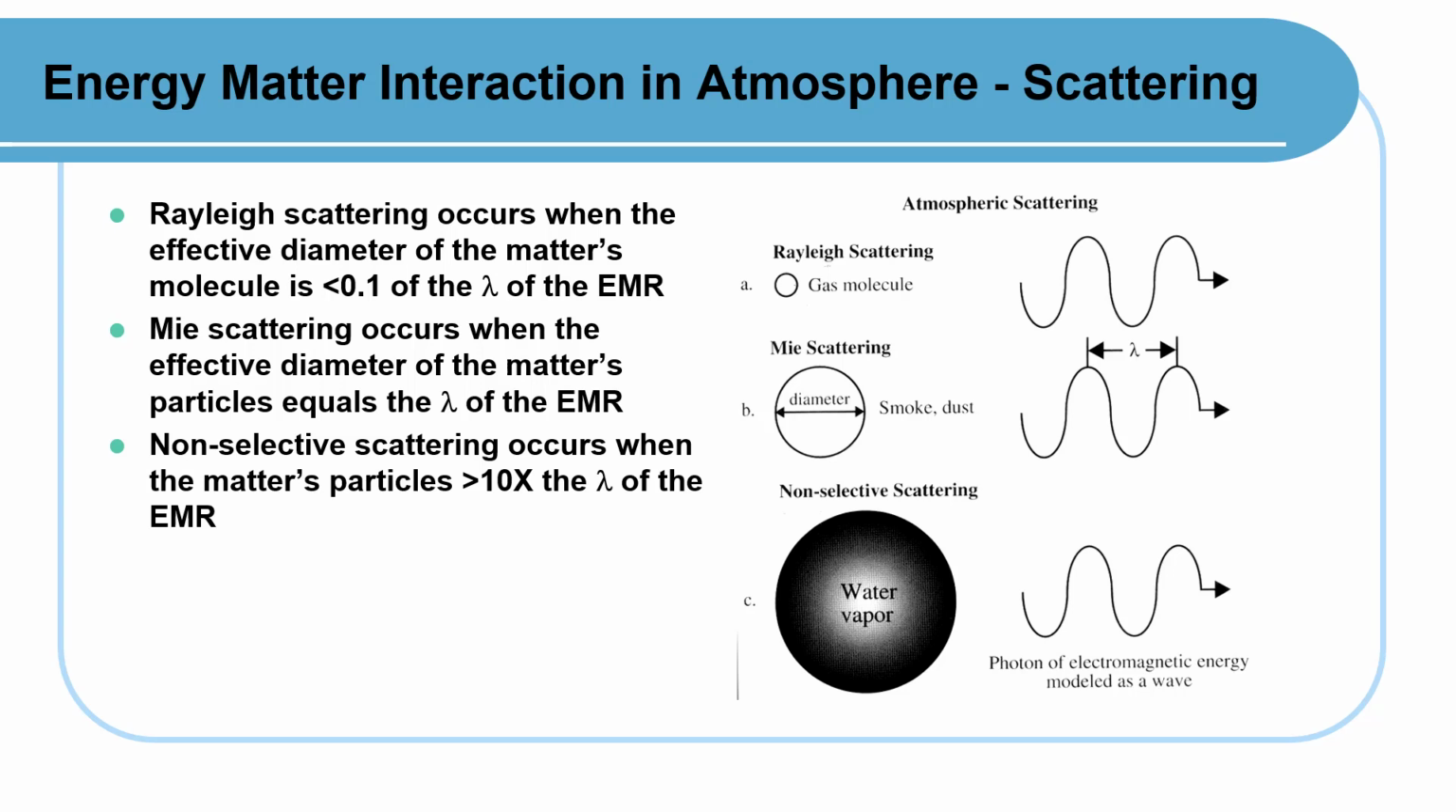Rayleigh scattering is when the diameter of the matter's molecule is less than 0.1 of the wavelength. Mie scattering is when the diameter of the matter's particle equals the wavelength of the electromagnetic radiation. And then non-selective scattering is when the particles are 10 times greater than the wavelength. So an example, Rayleigh scattering would happen with gas molecules. Mie scattering is going to be the scattering from smoke and dust. And then non-selective scattering is what happens with something large like water vapor.